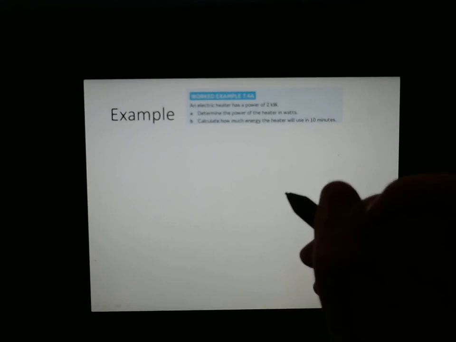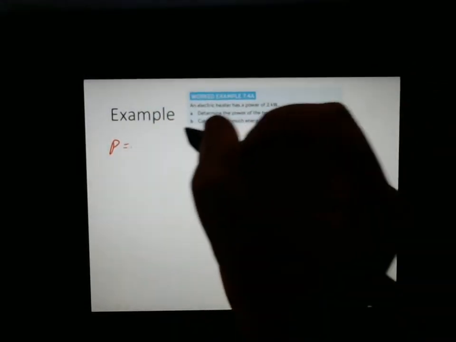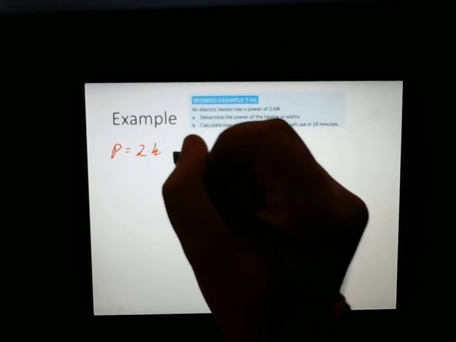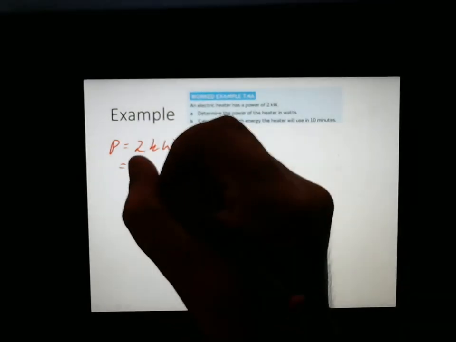So, let's have a look at that. First thing is, what is the power in watts? So we're just going to convert kilowatts. So we have power equals 2 kilowatts. And really, this is something you should always do. If you have a number given to you in metric prefixes, kilo, mega, milli, anything like that, convert it straight away. Don't even start thinking about it until you've got it in a format that is actually usable for you.